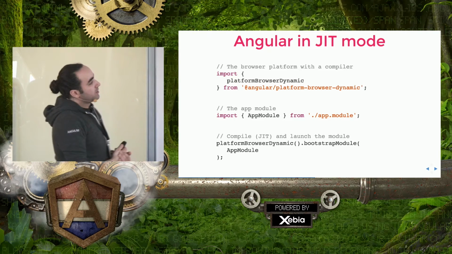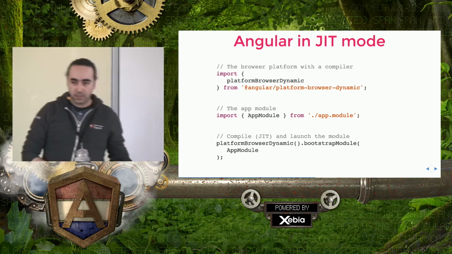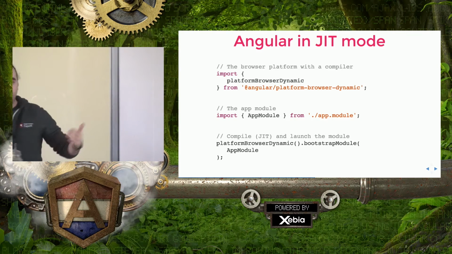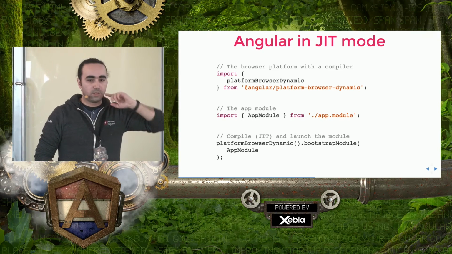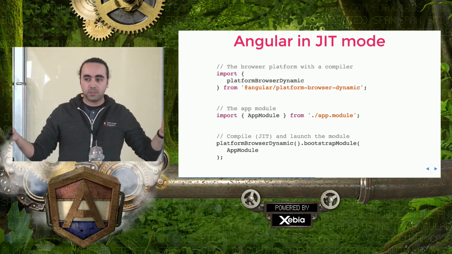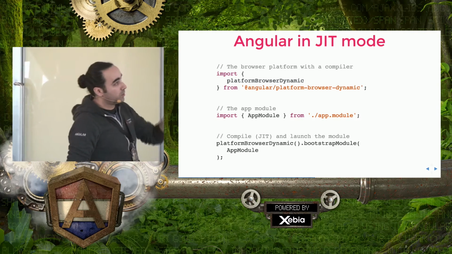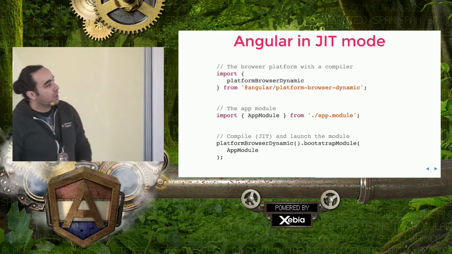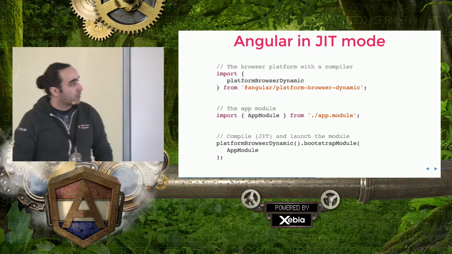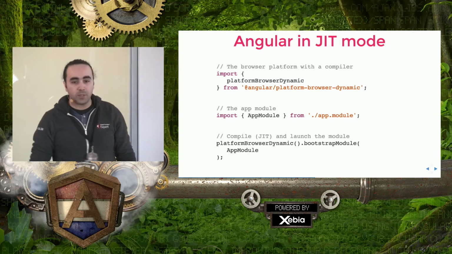20%. So in JIT mode, you require the platform browser dynamic. Anyone knows why we have the dynamic word in this function? Simple question. Because of JIT, yes, because of the JIT, so we are requiring the dynamic compiler version of the compiler. And then we import our main app module and just bootstrap the app.